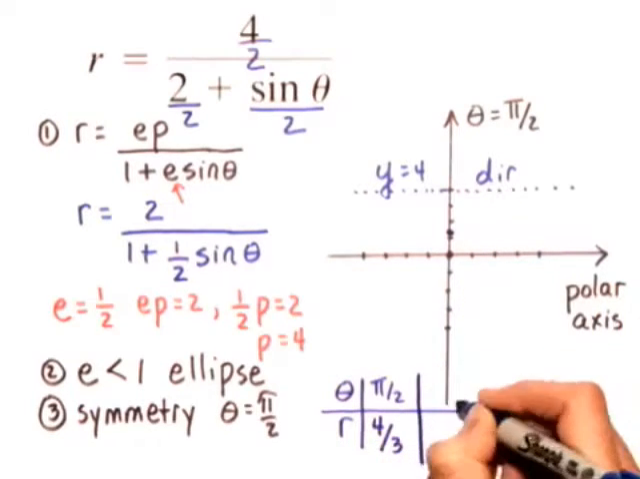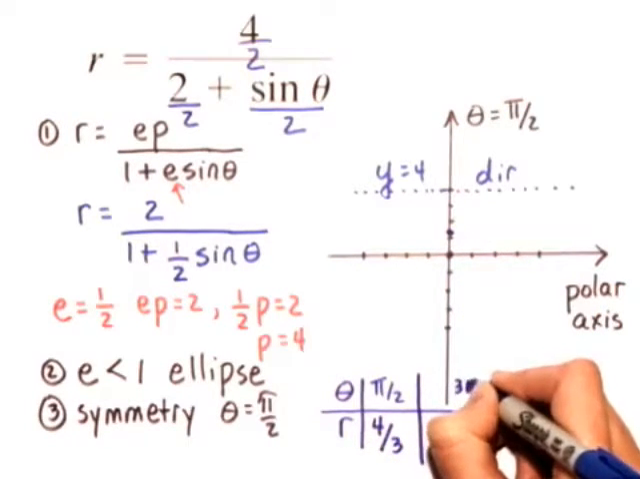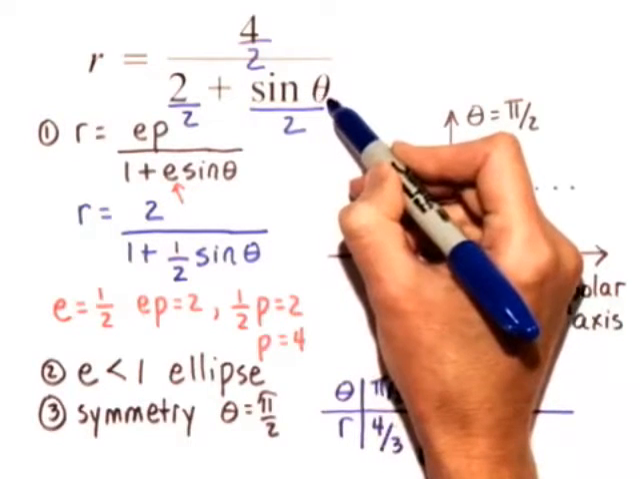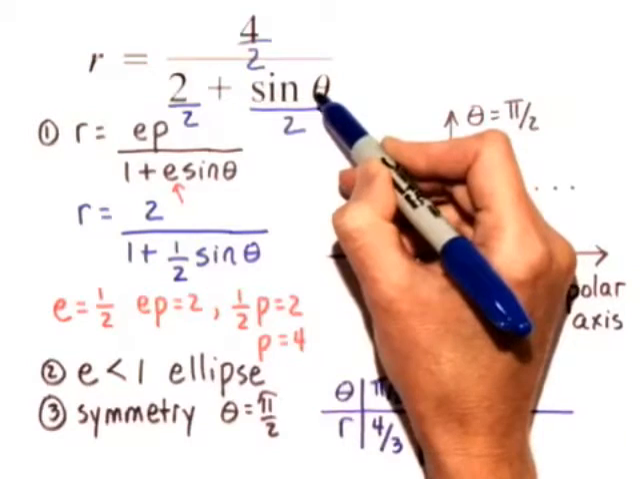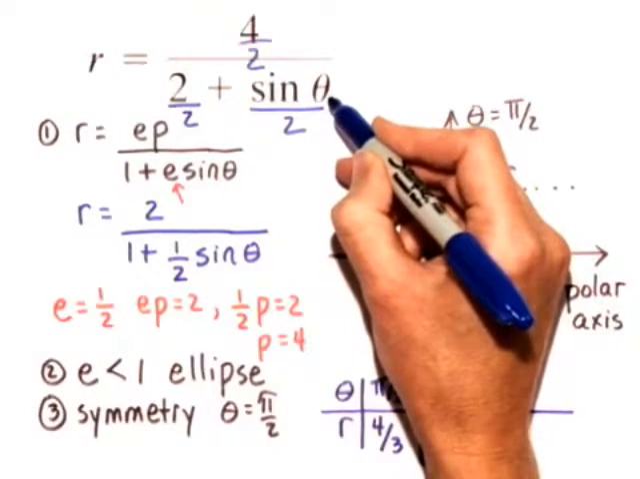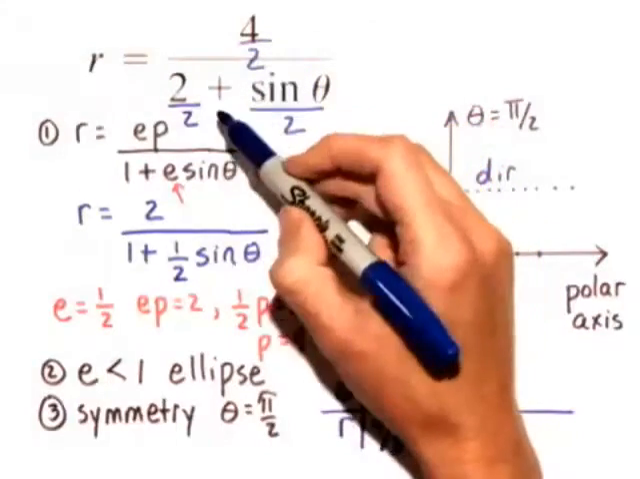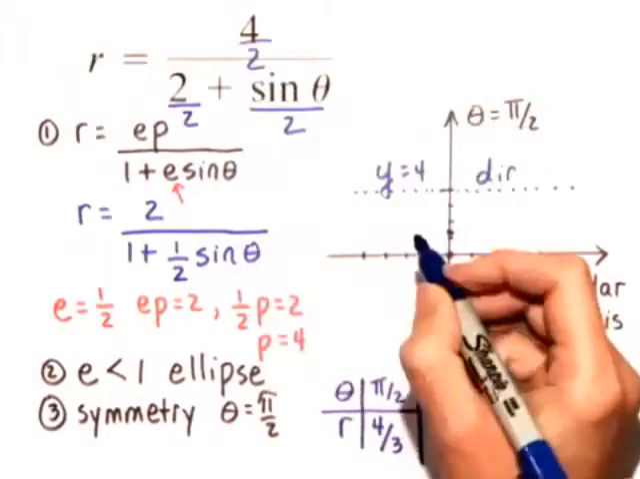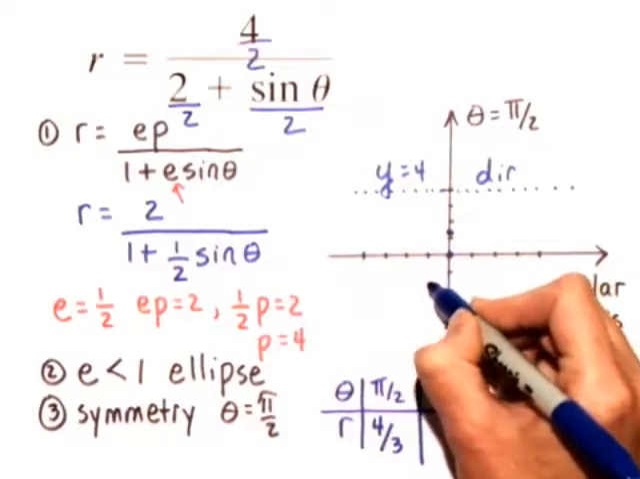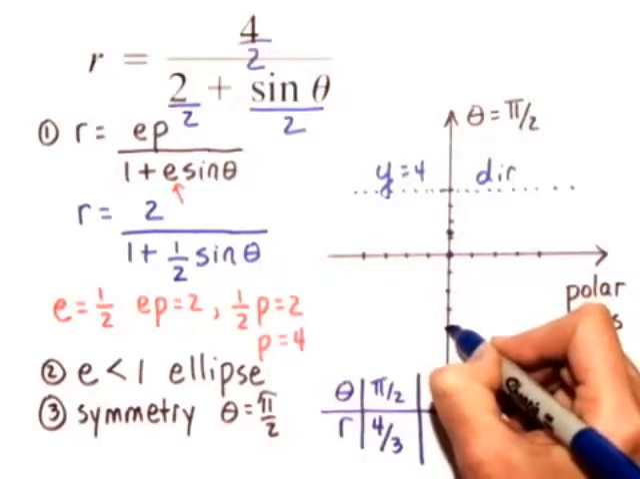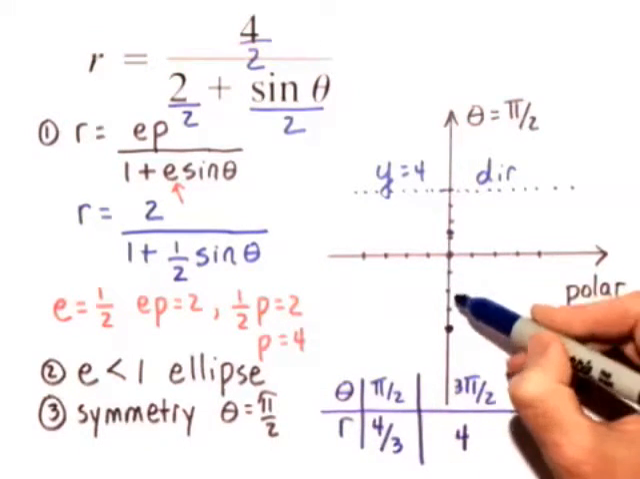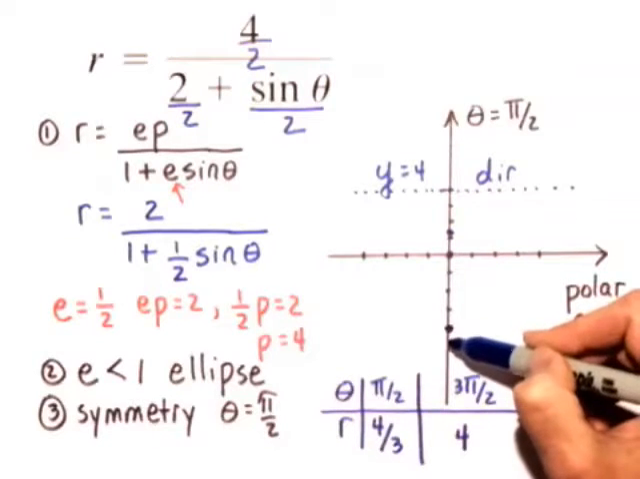Let's also let theta equal 3 pi over 2. In this case, when we substitute 3 pi over 2 in for theta, we get that the sine of 3 pi over 2 is negative 1. So we have 4 over 2 minus 1, or 4 over 1, which gives us a value of 4. So when theta is 3 pi over 2, we have a value of 4 for our r. So therefore, we now have our two vertices on our major axis.